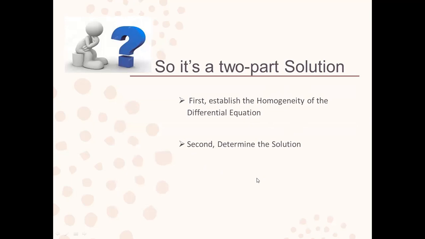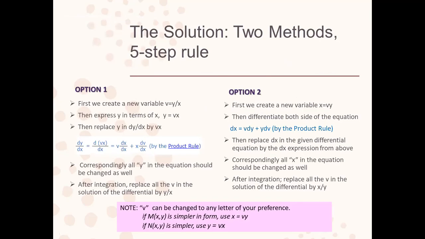And when we speak of the solution, class, there are actually two options available for you to use in determining the solution of a predetermined or established homogeneous differential equation. So let me explain the two methods using the five-step rule. The first thing that you're going to do, of course, is establish first that your DE is homogeneous. Then you can either use any of these two options, which would lead you to the solution of your homogeneous DE. The first thing that you will do is you set an expression v equal to y over x, or whatever are your variables there.